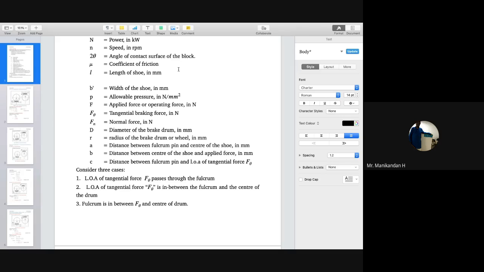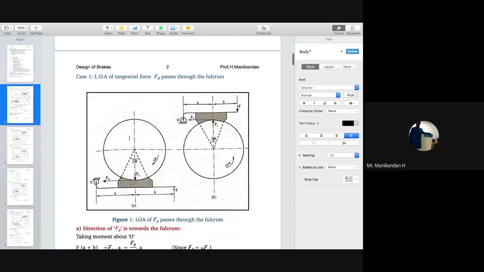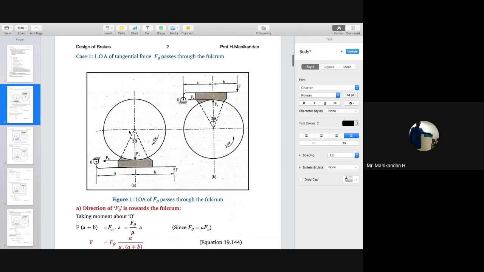Mu is the coefficient of friction, and L is the length of the shoe. B dash is the width of the shoe in millimeter. P is the allowable pressure in Newton per mm square. Capital F is the applied or operating force in Newton. F theta is the tangential braking force in Newton. Fn is the normal force in Newton. And capital D is the brake drum diameter, the diameter of the circle.